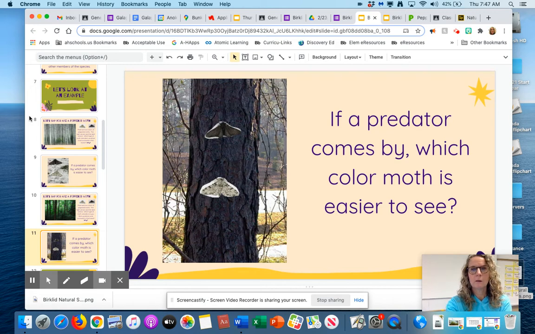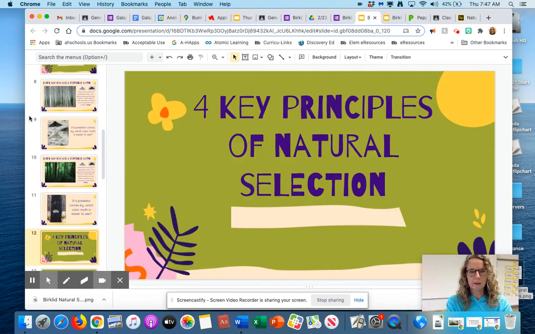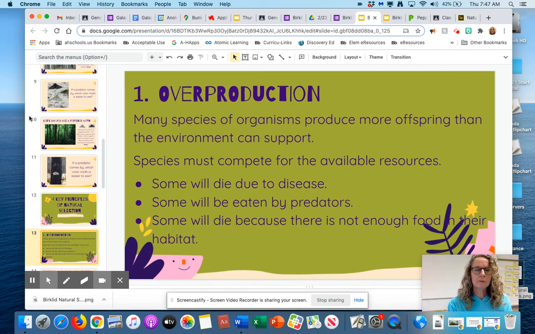Okay. So there are four key principles, and we're going to use sea turtles. That's why I'm wearing my Sea Turtles Hospital t-shirt today, because we're going to talk about sea turtles as our example. And so the first thing that has to happen in order for natural selection to occur is that there has to be overproduction.